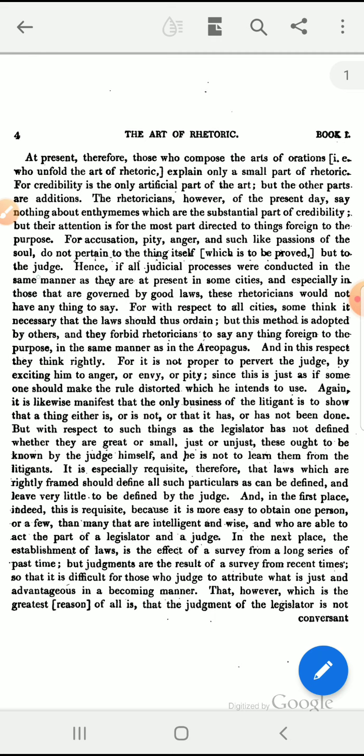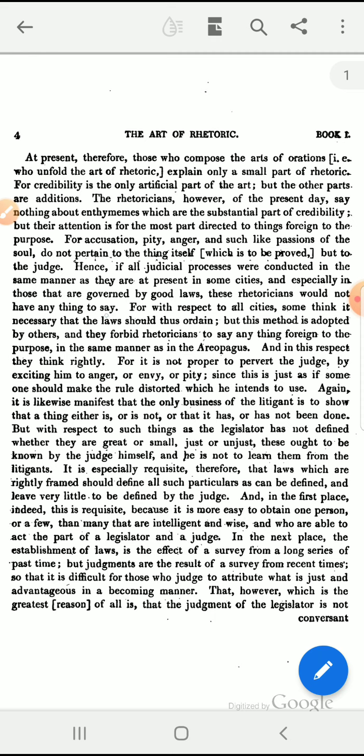In other words, these fake rhetoricians are simply trying to move the affections of a judge or an audience rather than actually proving the truth. Hence, if all judicial processes were conducted in the same manner as they are at present in some cities, and especially in those that are governed by good laws, these fake rhetoricians would not have anything to say.